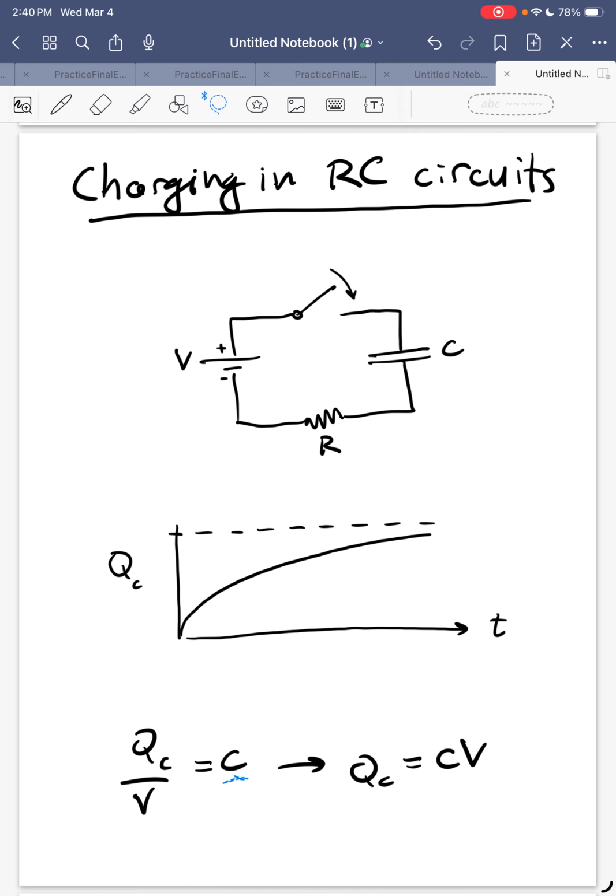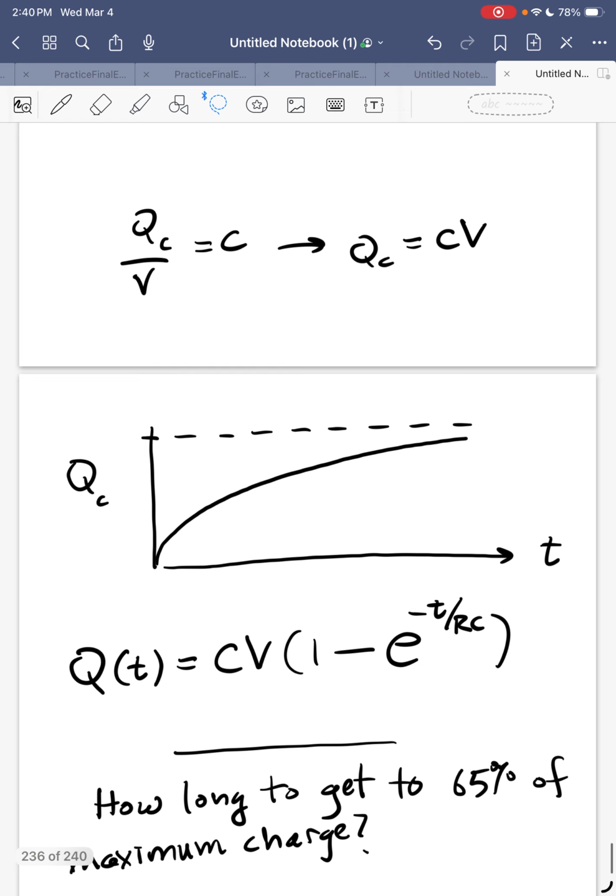So capacitance is defined as charge divided by voltage, and so I can say the charge would just be capacitance times the voltage of the battery. Now it turns out I don't need that for some of the questions I'm going to be asking in a second, but it's good to know that. So what we can do is we can write an equation like this.